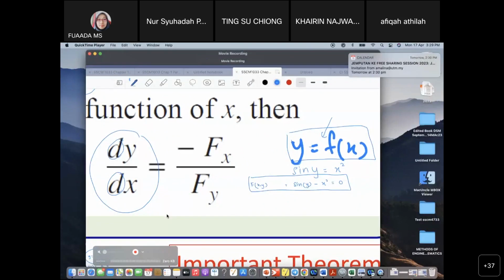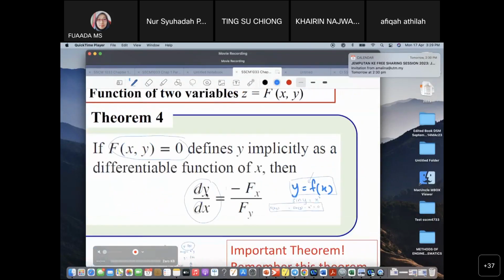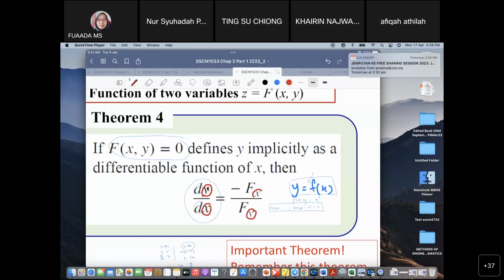Okay, macam mana nak ingat formula ni? Senang je. Kalau you tengok kat sini, dy over dx, y dekat mana sebelah kanan, dekat bawah. x dekat mana sebelah kanan, dekat atas. Dia tukar. Dia just change. I'm talking about y saja, y from numerator kepada denominator, x from denominator to be numerator.